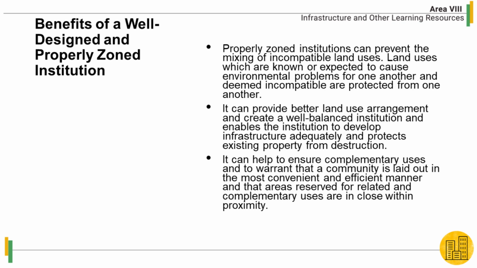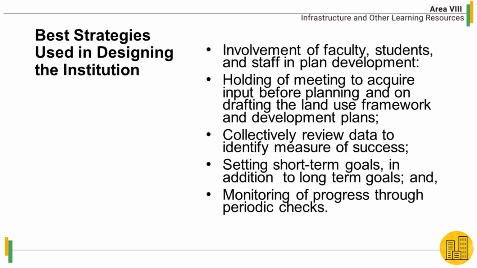And it can help to ensure complementary uses and to warrant that a community is laid out in the most convenient and efficient manner and that areas reserved for related and complementary uses are enclosed within proximity. The university also has different strategies in designing the institution. Examples are involvement of faculty, students, and staff in plan development, holding of meetings to acquire input before planning, and drafting the land use framework and development plans. Collectively review data to identify measures of success, setting short-term goals in addition to long-term goals, and monitoring of progress through periodic checks.